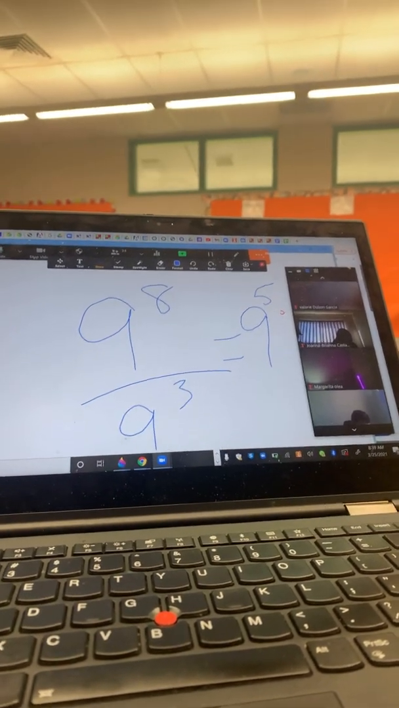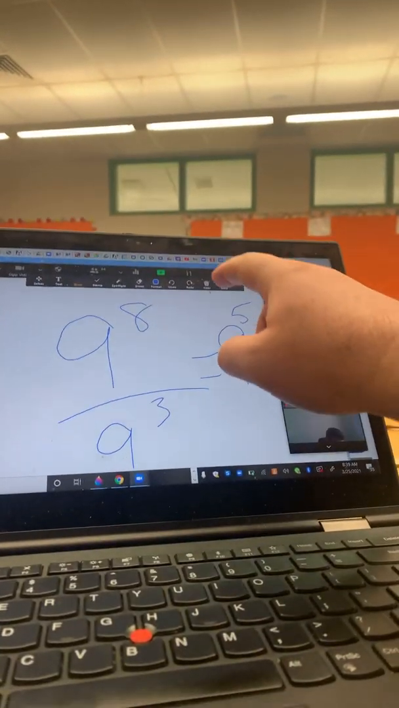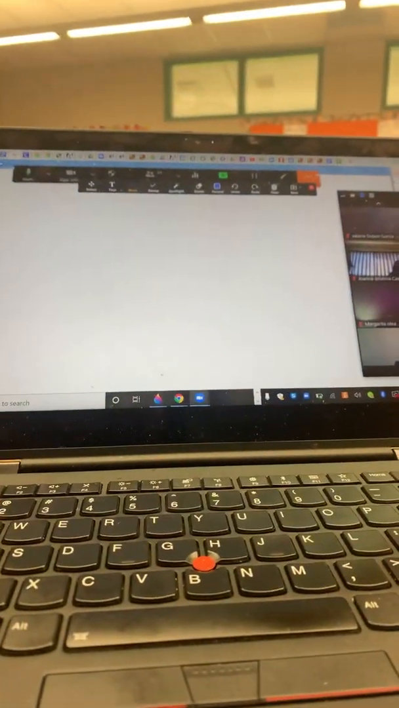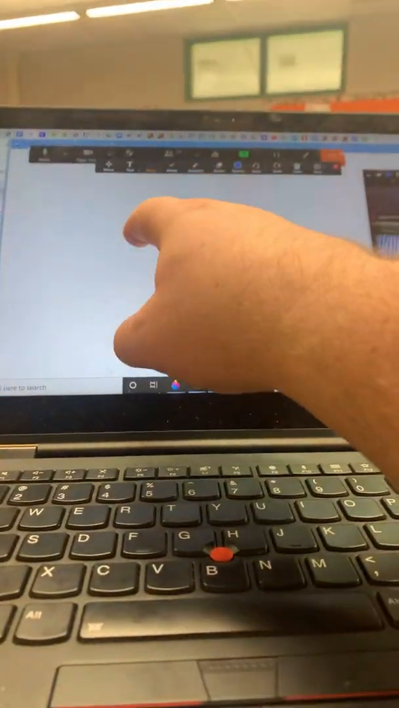Okay, good. So we have looked at a multiplication problem with the same bases and a division problem with the same bases. Now let's do this.